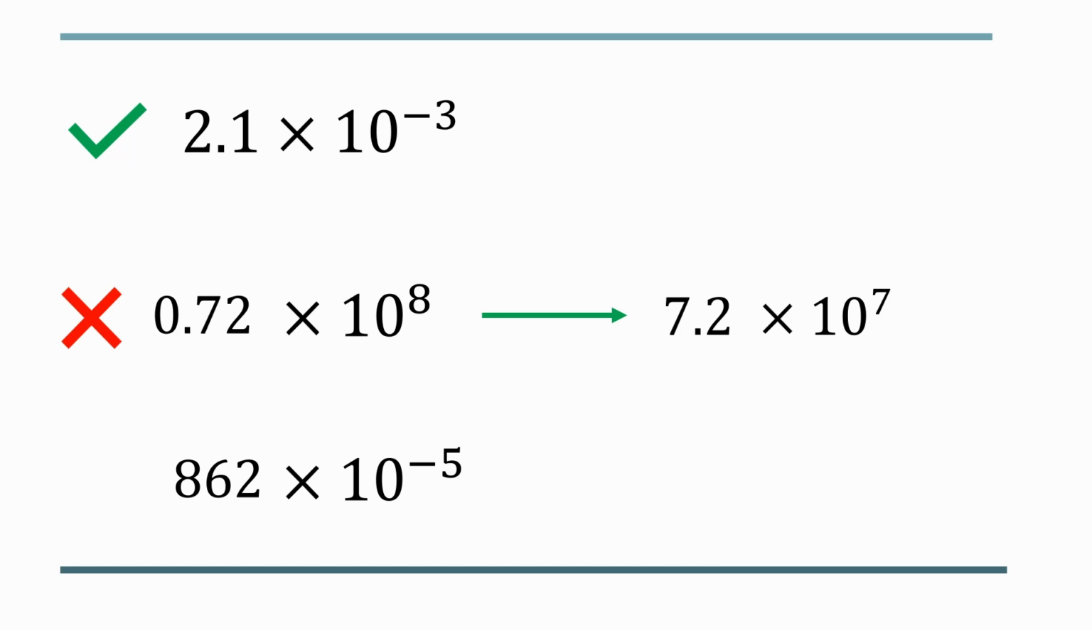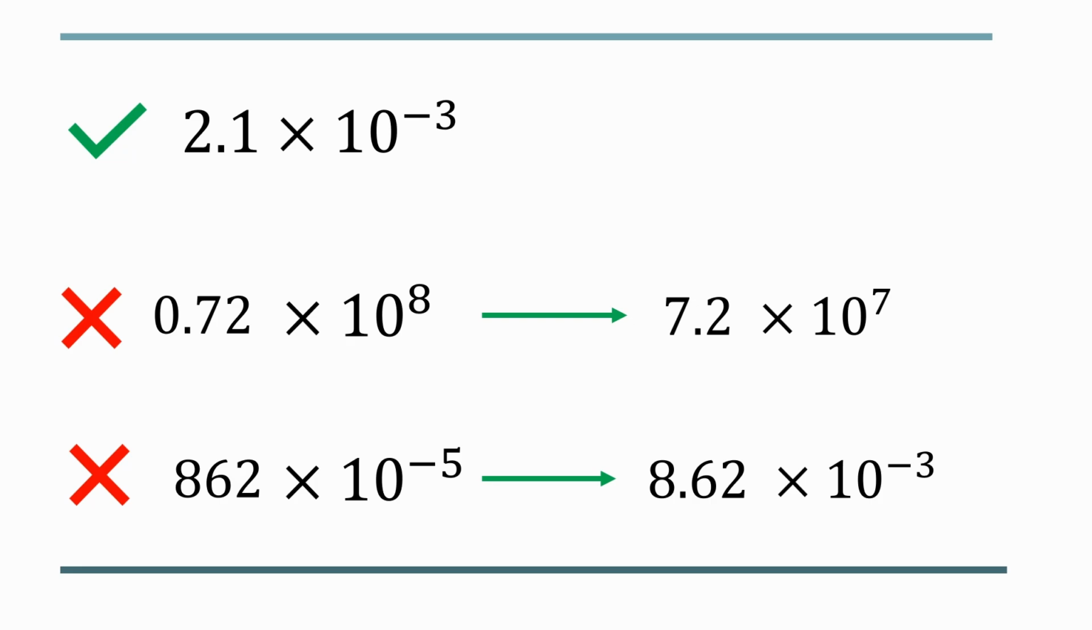The third number is not in standard form. The a part is bigger than 10. We need to move the decimal point such that 862 turns into a number from 1 to less than 10. We achieve this by moving the decimal point twice to the left. This gives us 8.62. We need to adjust the power of 10 by increasing its index by 2. Minus 5 plus 2 is minus 3.